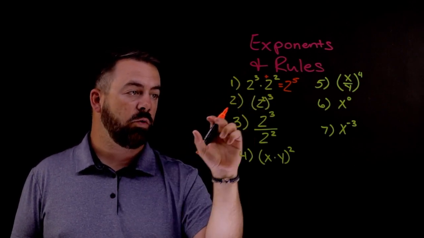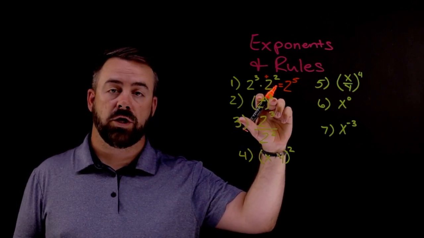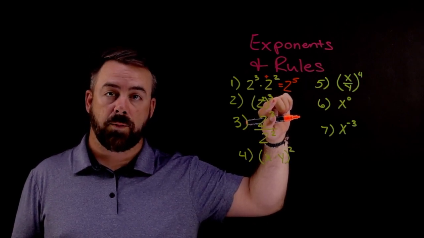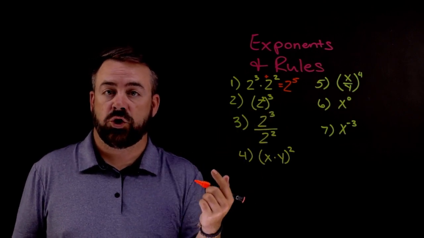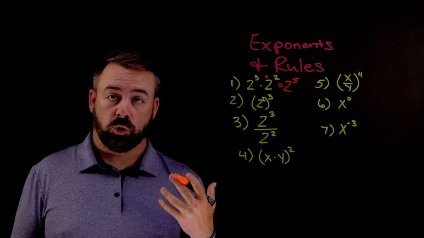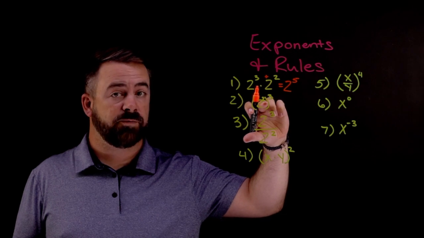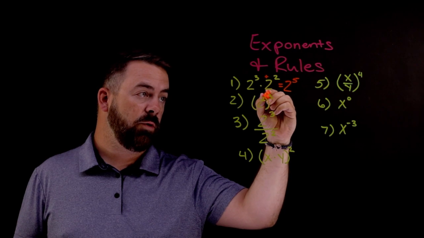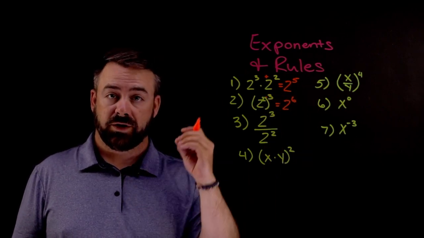The second rule says I have a power, 2 squared, raised to another power. So this exponent says I have 3 copies of 2 squared. And then 2 squared says I have 2 copies of 2. Again, there's a lot of numbers to write down. So what's the shortcut? Anytime you have a power or an exponent raised to a power or another exponent, you're allowed to multiply them. So that becomes 2 to the 6th.